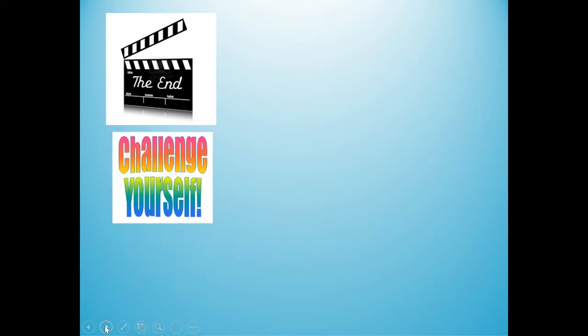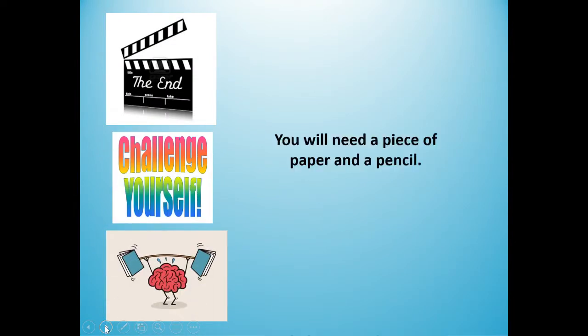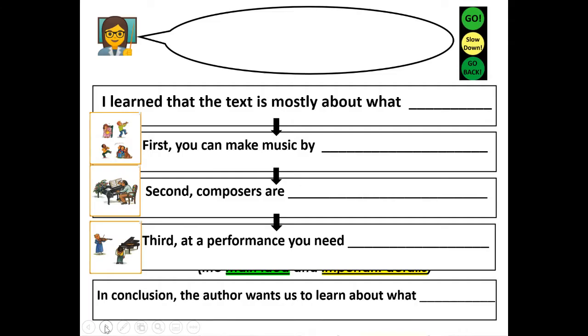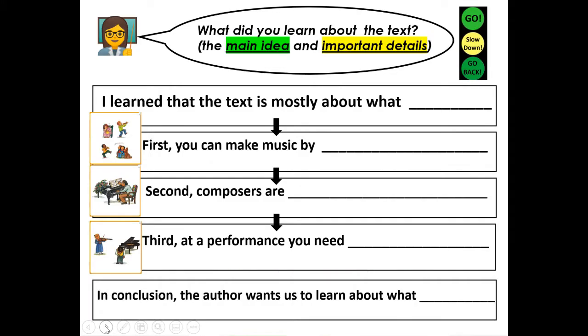All right, it's the end of our review. It's time to challenge yourself. Get your piece of paper and pencil because you are going to answer this question. What did you learn about the text, the main idea, and important details? So, again, you don't need to write your main idea, just say it. I learned the text is mostly about what music is.